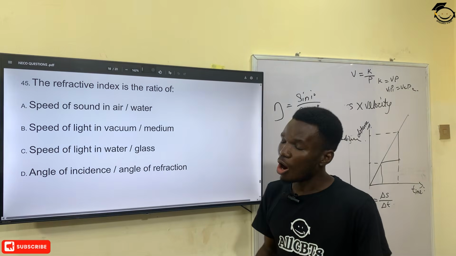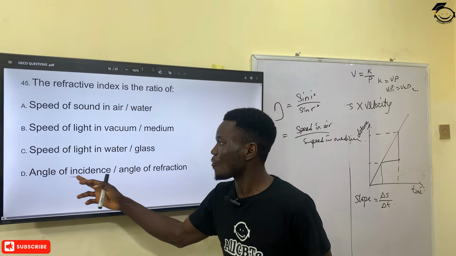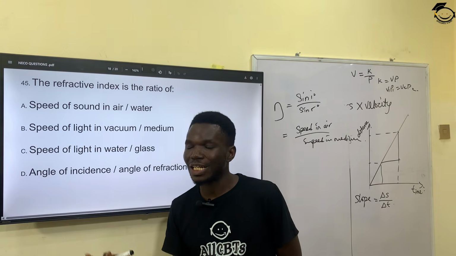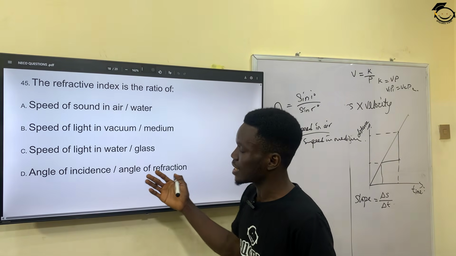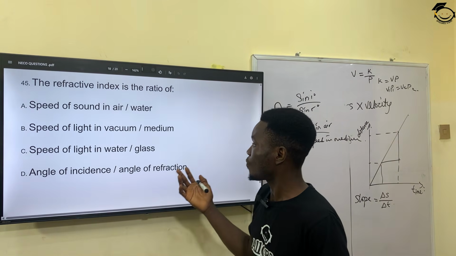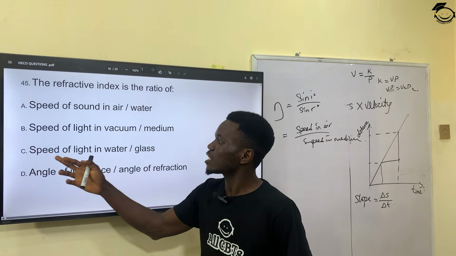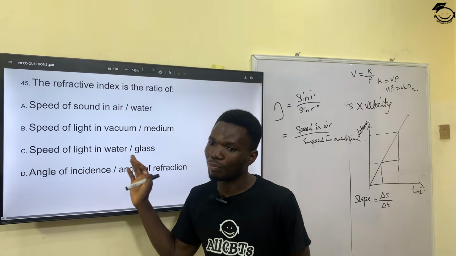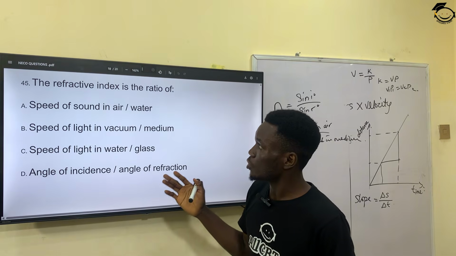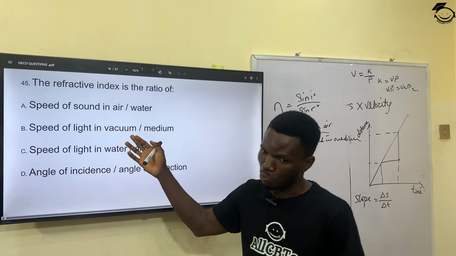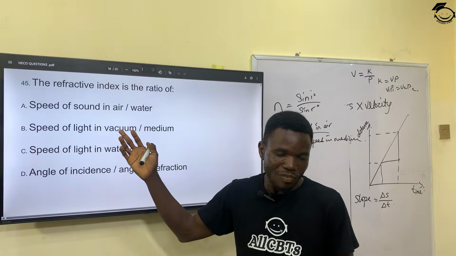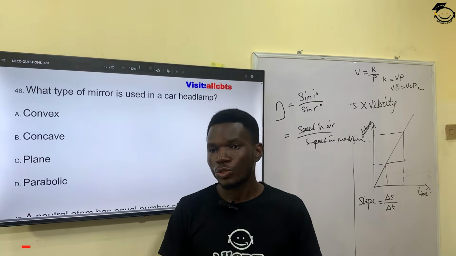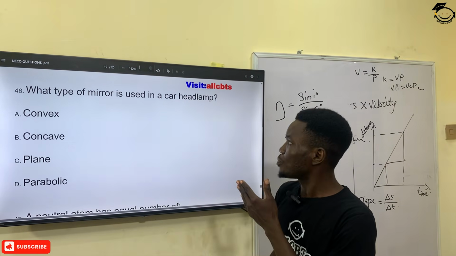So looking at all of this, option D is very wrong because it is not angle of incidence over angle of refraction. It's supposed to be the sine of the angle of incidence over the sine of the angle of refraction, not just the angle. And it is not speed of light in water over speed of light in glass, because that's comparing two different mediums already. So the correct answer to this question is speed of light in vacuum, in this case air, over the speed in a medium. That's option B.